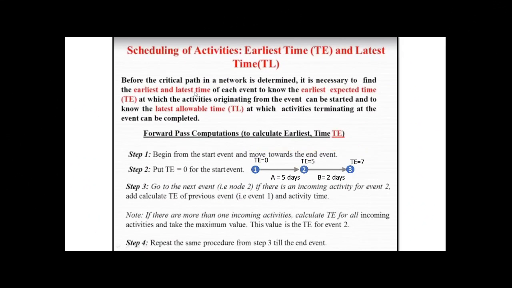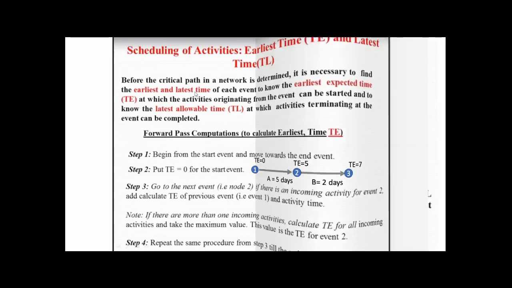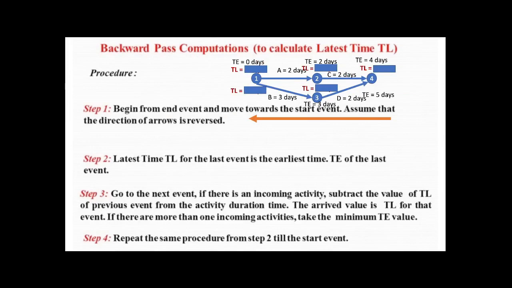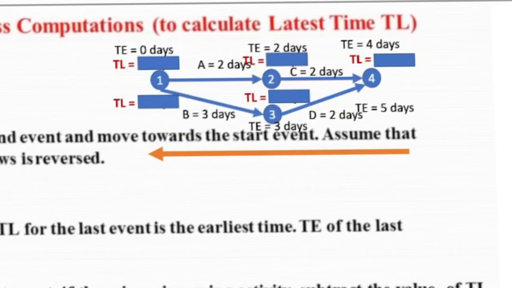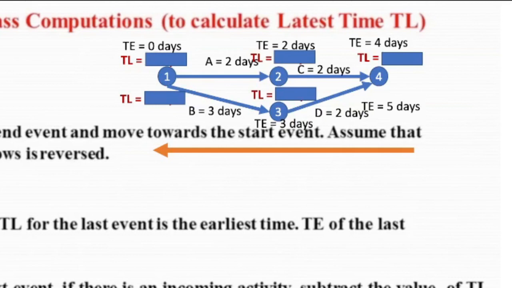Okay. And we have also the backward pass computations. So the other one is the forward pass, this one is the backward pass. This is also to calculate the TL, or the latest time. Okay, so here in our drawing we are given already the earliest time. So we have event 1 is 0 days, so that will always be the case using forward pass. And this data were taken by using the forward pass computation.